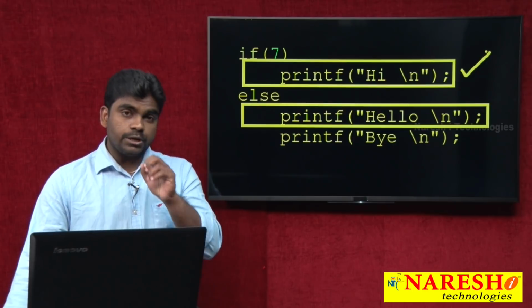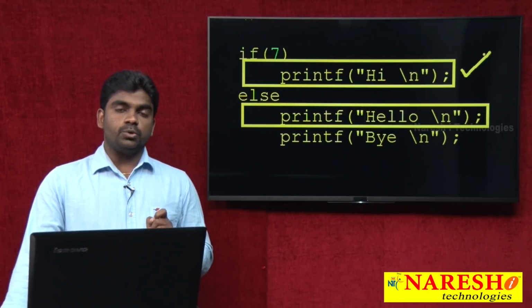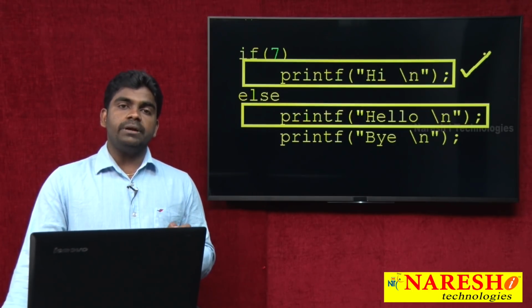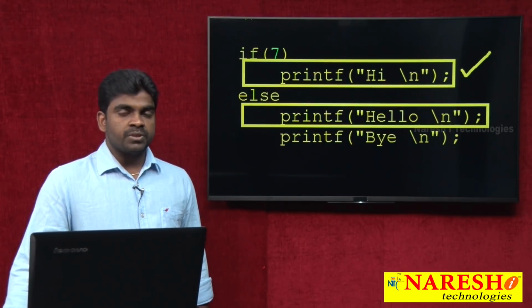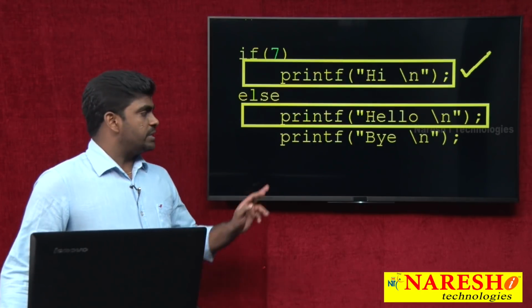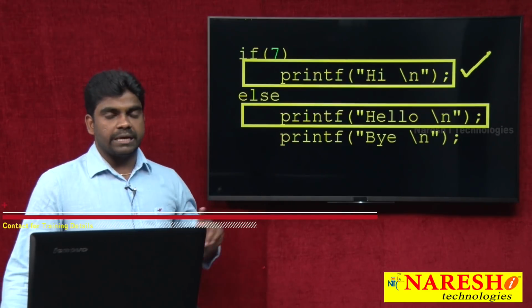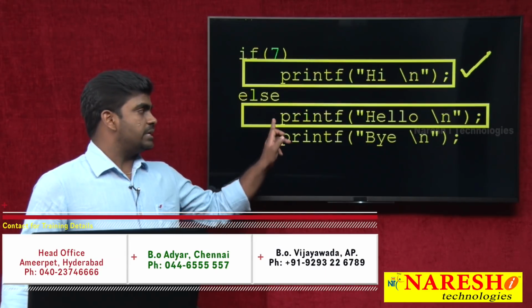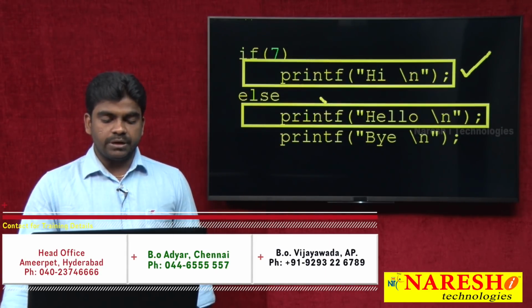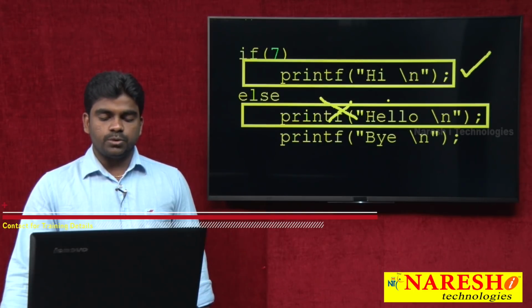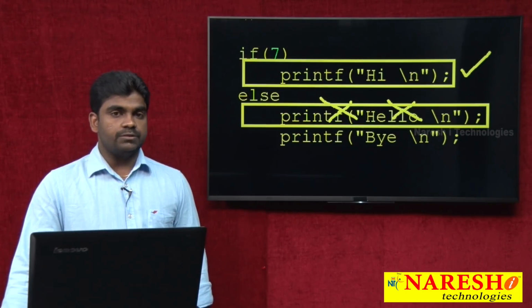If block executes, else block will not execute. It terminates. It will omit the execution of the else block. But here remember, else block means not both the statements hello and bye. Only the first statement, hello. So it will terminate only the execution of hello.